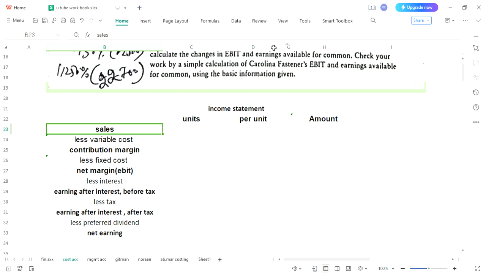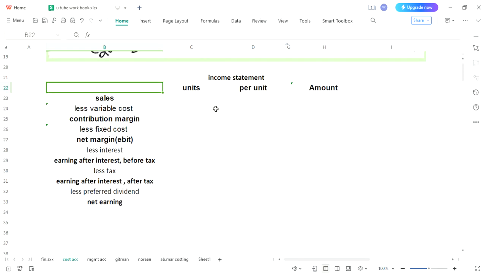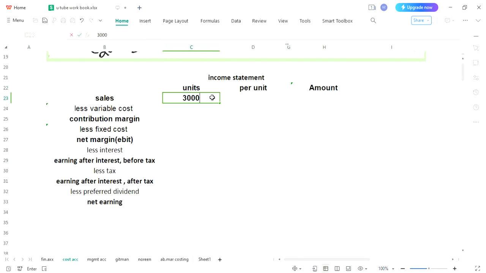So let's get back to the question. The very first thing you are going to take is the number of units. 30,000 is mentioned over here. Write down 30,000 units. As usual, the number of units would always be similar for sales, variable cost and contribution margin. Right now 30,000 are the number of units sold, so the same number would be used for variable cost and for your contribution margin.